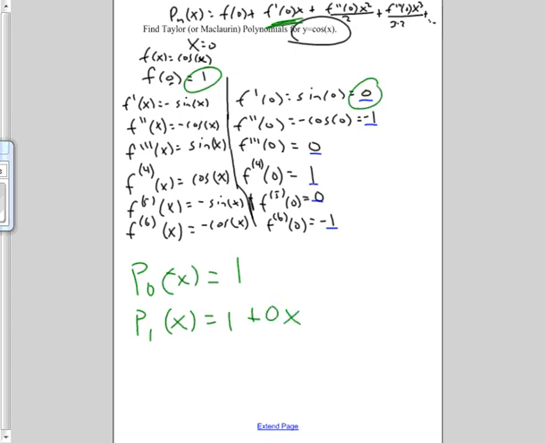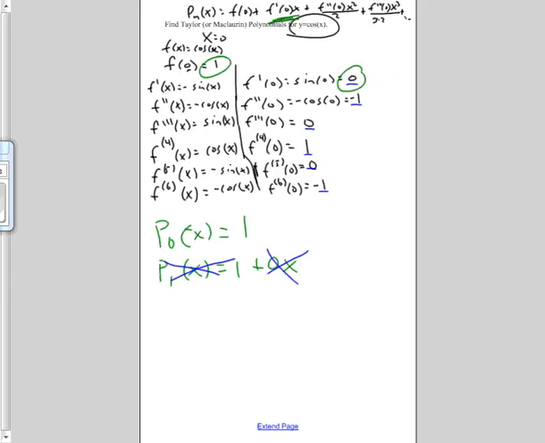So that doesn't really do anything for us. This goes away. That doesn't give us a first degree because the leading coefficient is 0. So what about P of 2 of x? Well, we'd have 1, that part's 0, and then we'd look over here. So plus f double prime of 0 is negative 1, so negative 1 over 2 x squared, which simplifies to 1 minus 1 over 2 x squared.